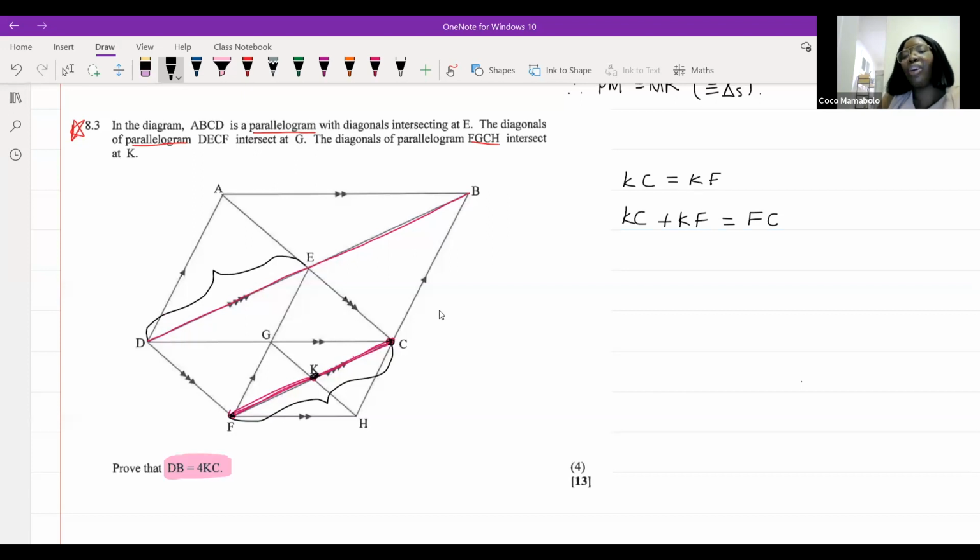Right. But I know that KC is equal to KF. So what I'm going to do is replace KF with KC. I'm going to remove KF and replace it with KC. And then I'm going to remove FC and replace it with DE. Give me a thumbs up if everybody understands what I've done here. Are you guys with me? Does everybody understand what ma'am has just done?